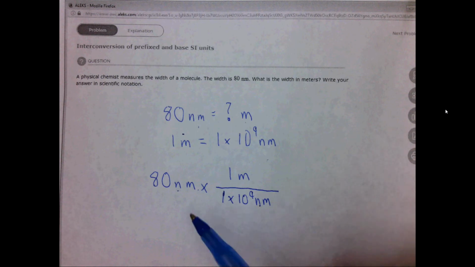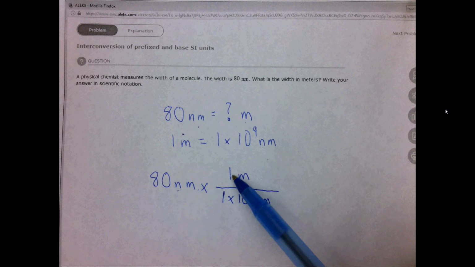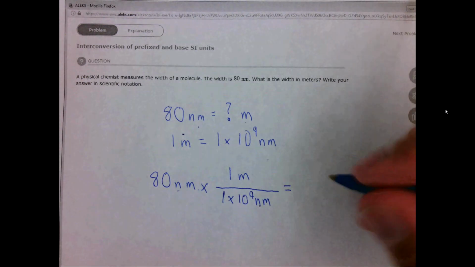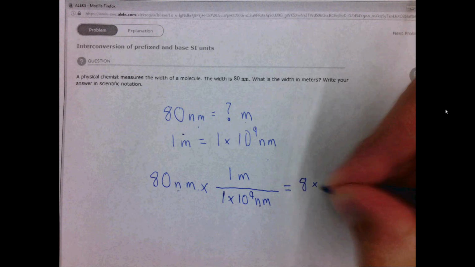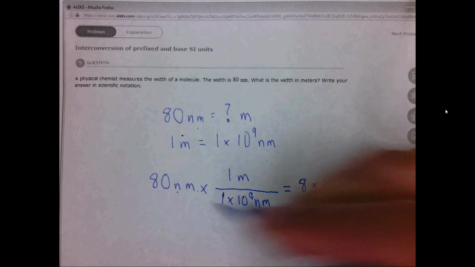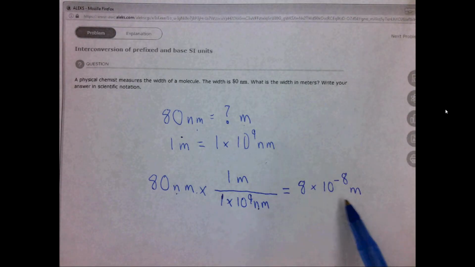Now that we have this set up this way, we simply multiply by the top and divide by the bottom. And what you'll find out is that there is 8 times 10 to the minus 8 meters. And you could use a calculator to do this math if you'd like. So that will give you the answer.